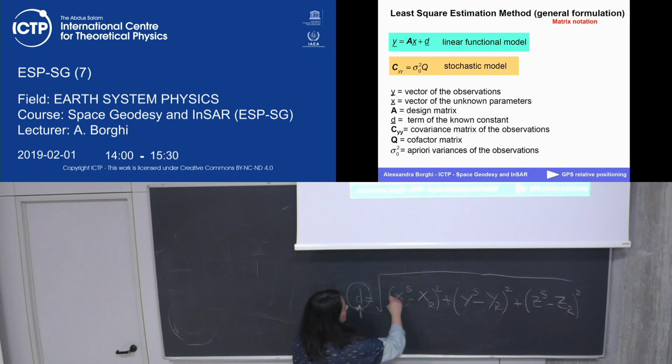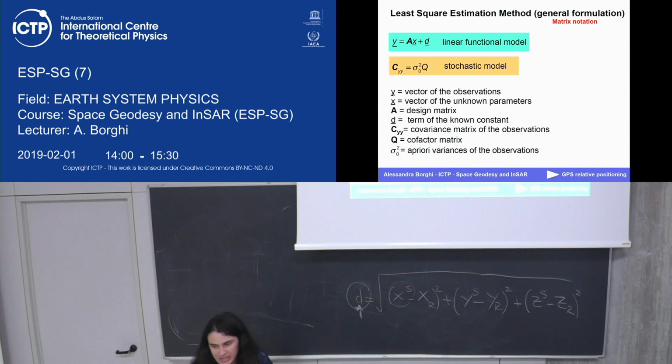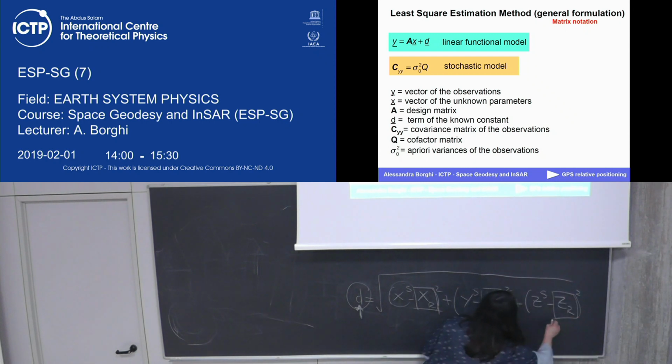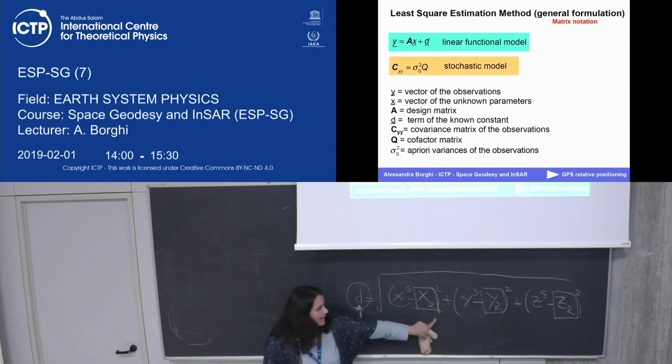The coordinates of the satellite we can fix, because we know them, or we can also estimate them. We can see different approaches in the software. But at the moment, to simplify the problem, we say that we fix them because we have broadcast ephemeris or, better, precise ephemeris. And we want to estimate this quantity. But the relationship between the measure and the unknown parameter is not linear.